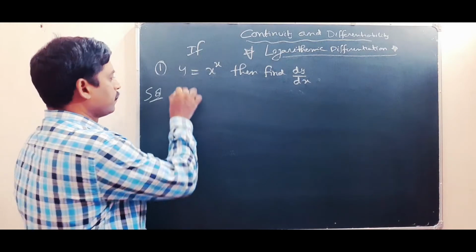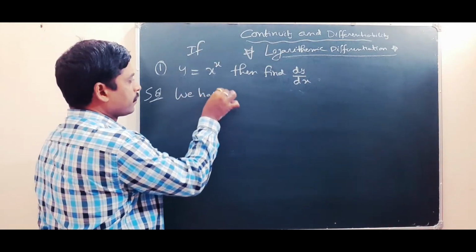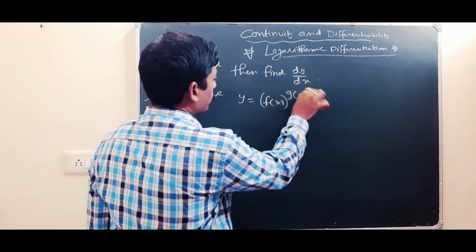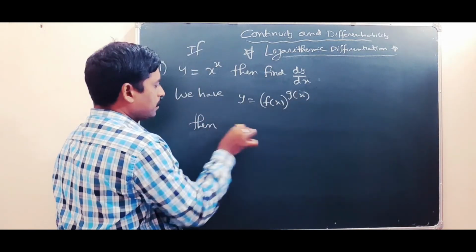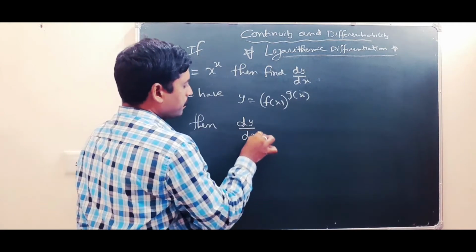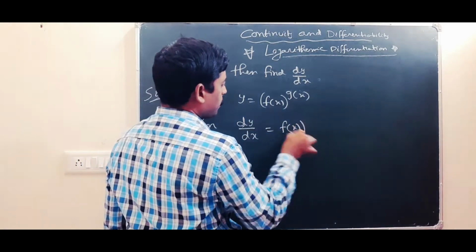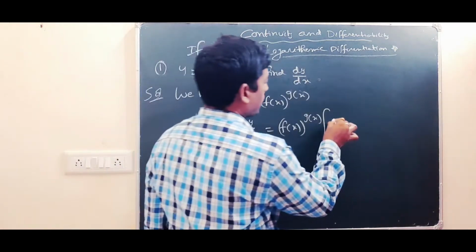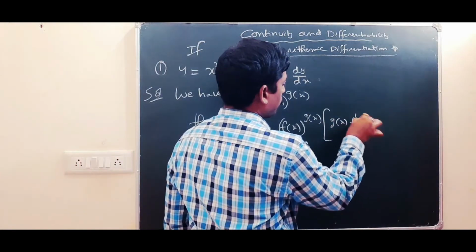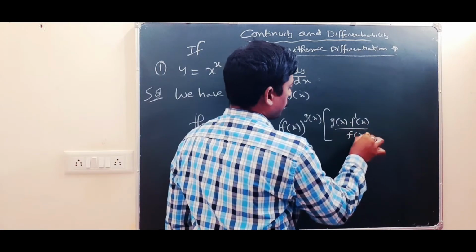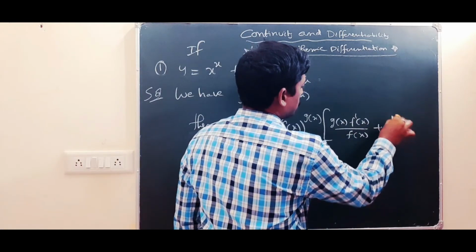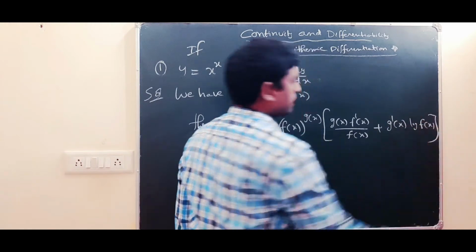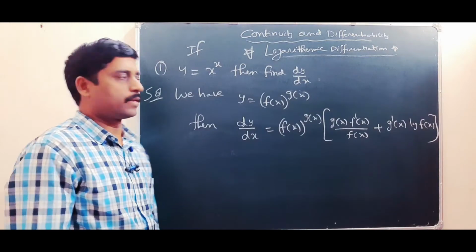Okay, we have one formula. y is equal to f of x power g of x, then dy by dx is equal to f of x power g of x into g of x into f dash x by f of x plus g dash x into log f of x.